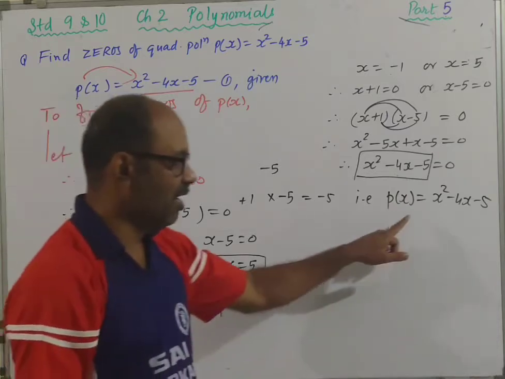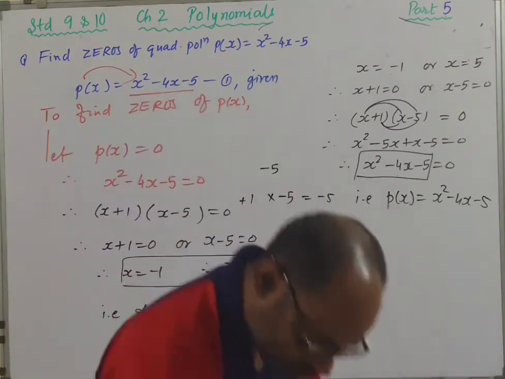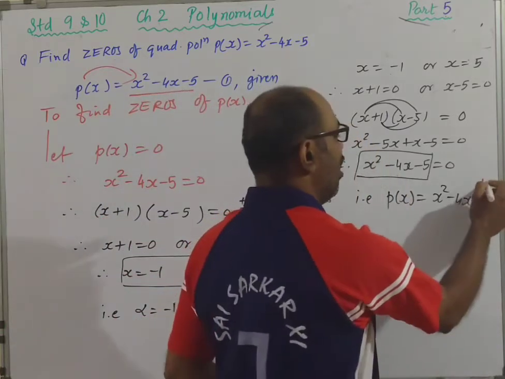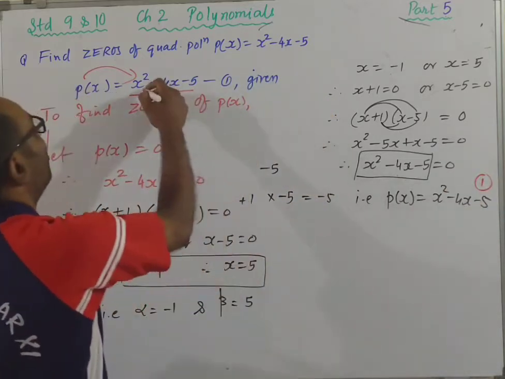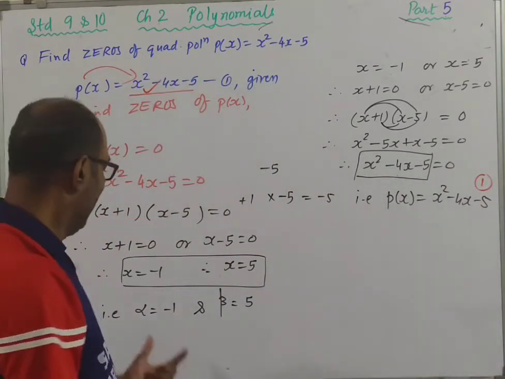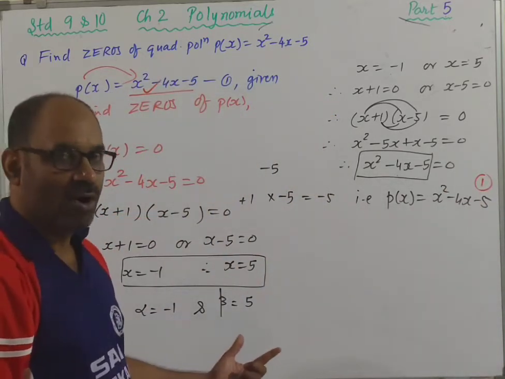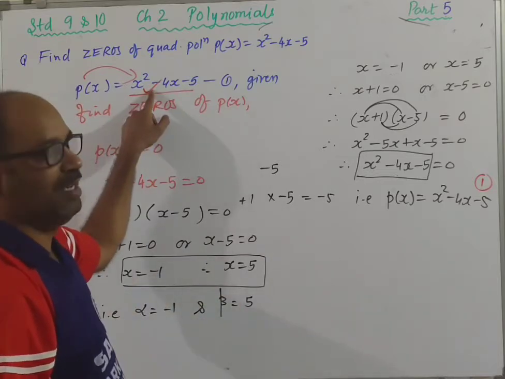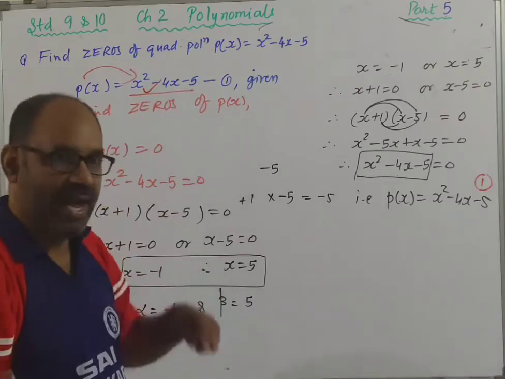Are you getting me, children? So this is the polynomial. So this is the first answer. Can you have more polynomials? This one was already there; we already knew that a quadratic polynomial with zeros minus 1 and 5 is x square minus 4x minus 5.